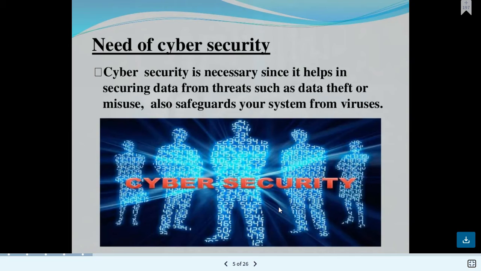Why do we require cybersecurity, and why do we need to be aware? If someone is hacking your system, then you need to be aware and protect your system and use passwords. These are the things we need for cybersecurity. Cybersecurity is necessary since it helps in securing data from threats such as data theft or misuse. It also safeguards your system from viruses as well.